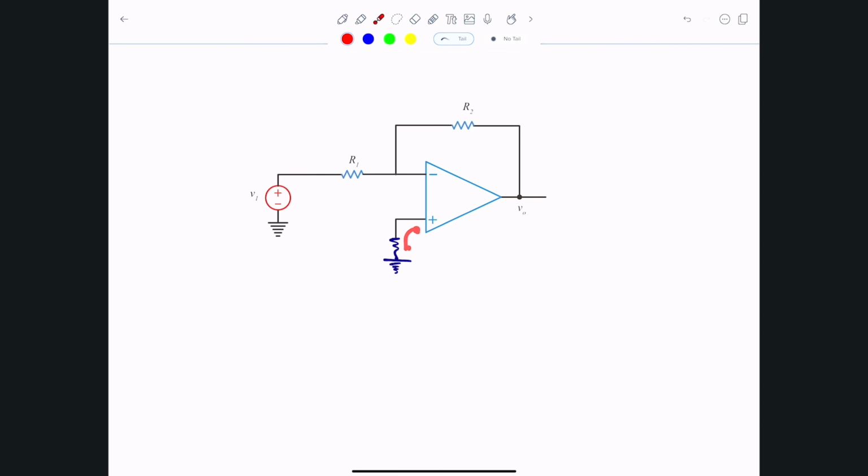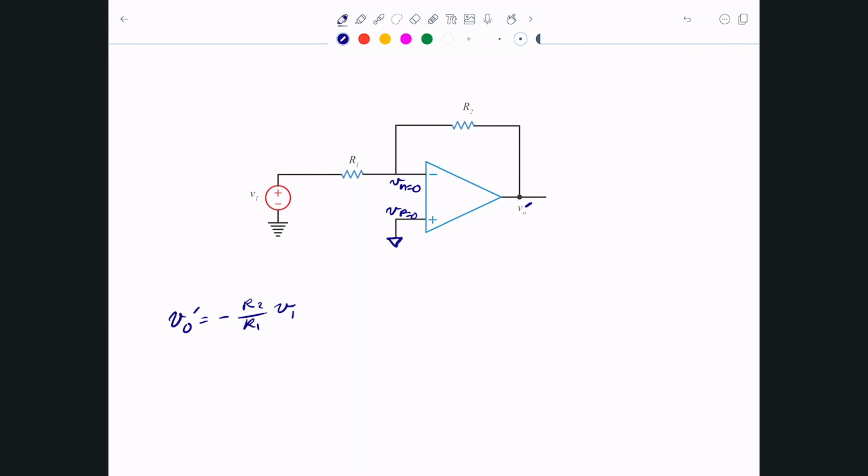Since the current going inside is simply 0, we can say that this is just connected to ground, and that's it. So Vp in this particular case is 0, which means Vn is also 0. Now, we have seen this configuration before. This is not V0, this is V0 prime, because it's the effective V1 alone. V0 prime is just, since this is an inverting configuration, simply negative R2 divided by R1 times V1. And that's the effect of V1 on V0.